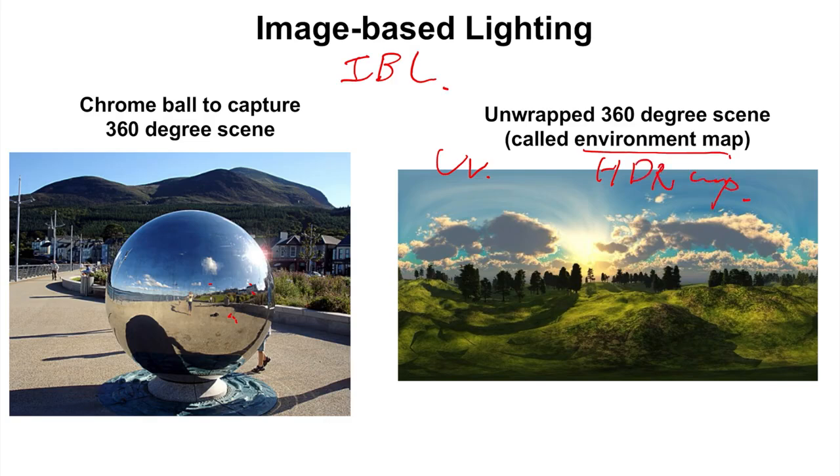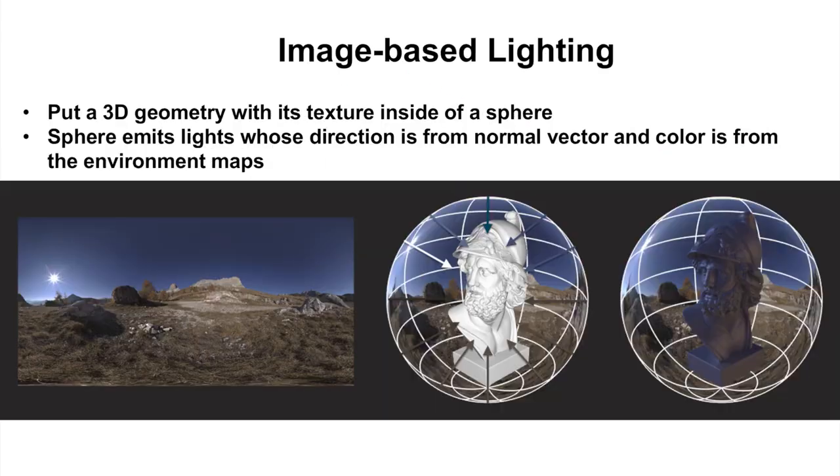Image-based lighting is very widely used these days for lighting. We capture the 360-degree scene using the chrome ball, and then we unwrap this captured scene to the UV space that is called the environment map. And then we can use this unwrapped environment map for image-based lighting. Let's say our environment consists of a very huge sphere, and then we can put some 3D geometry with its texture inside the sphere, where each sphere has these unwrapped UV maps, right? So then we can put this UV map on the sphere, right?